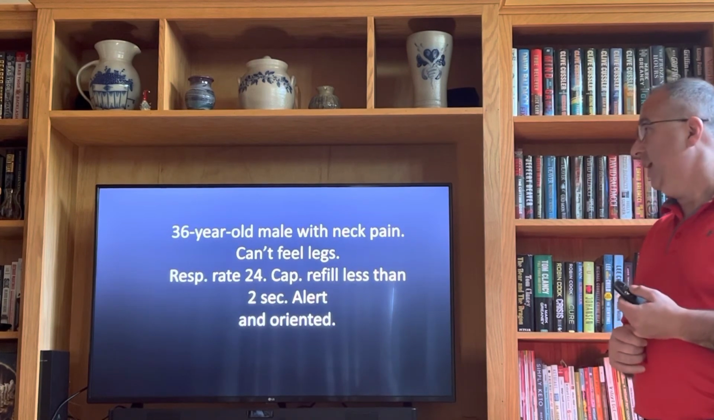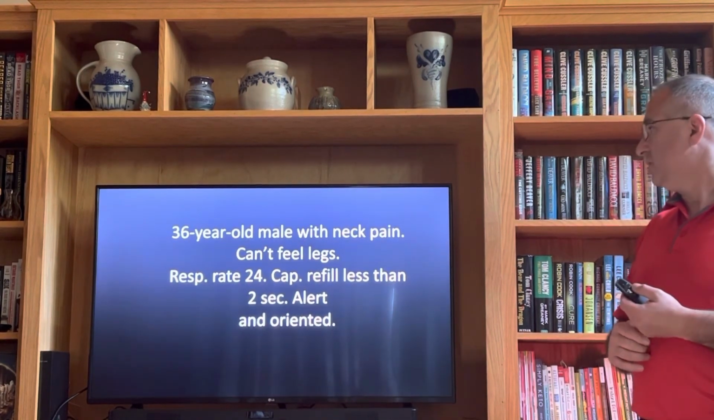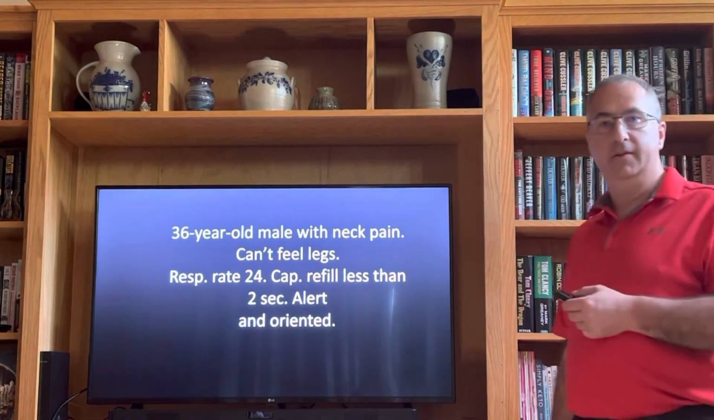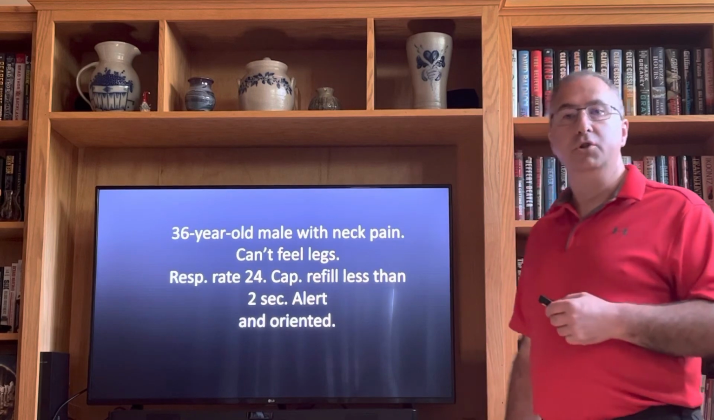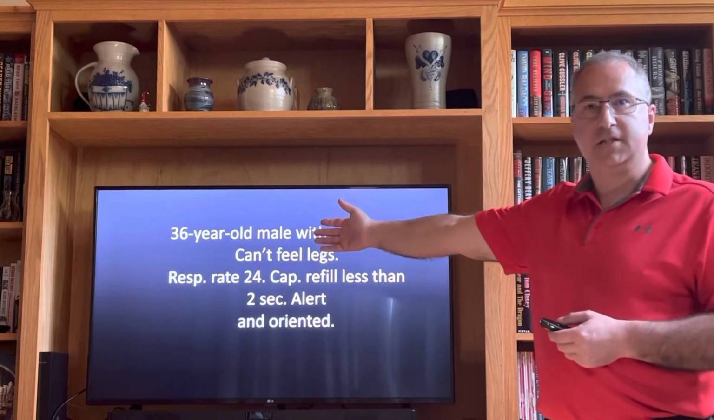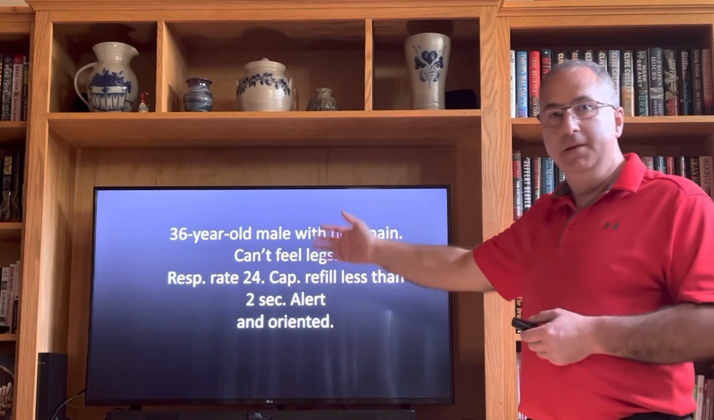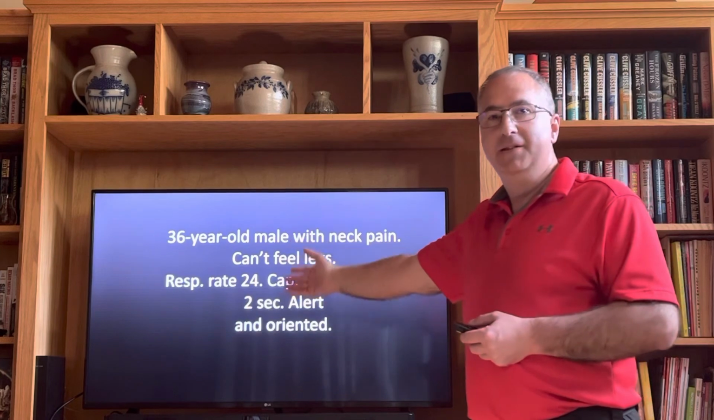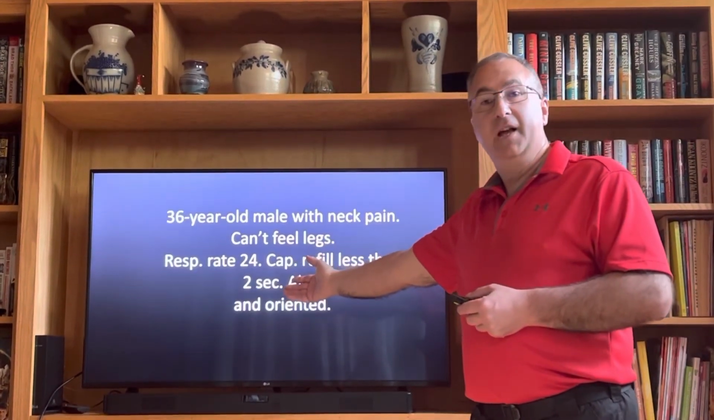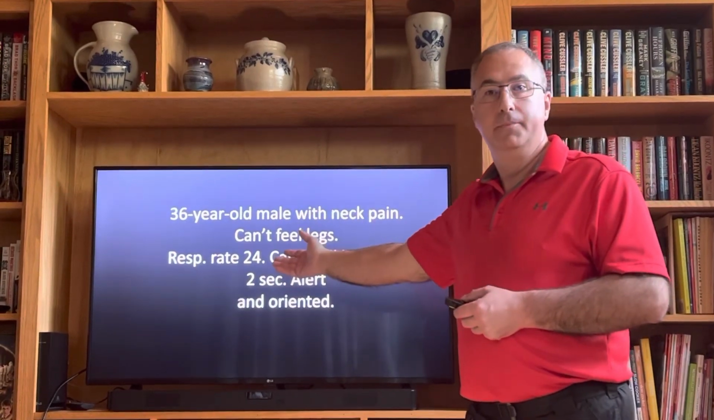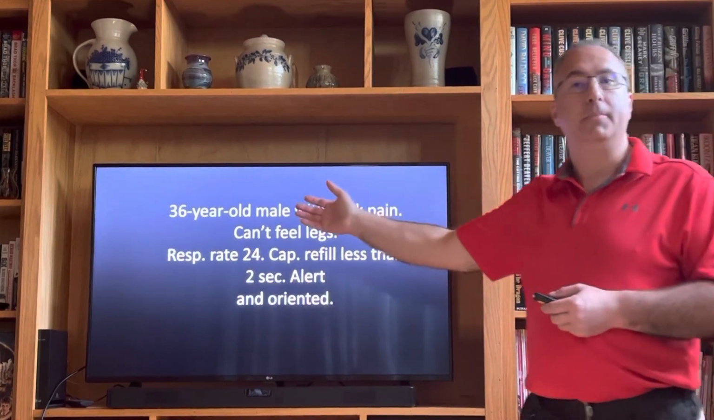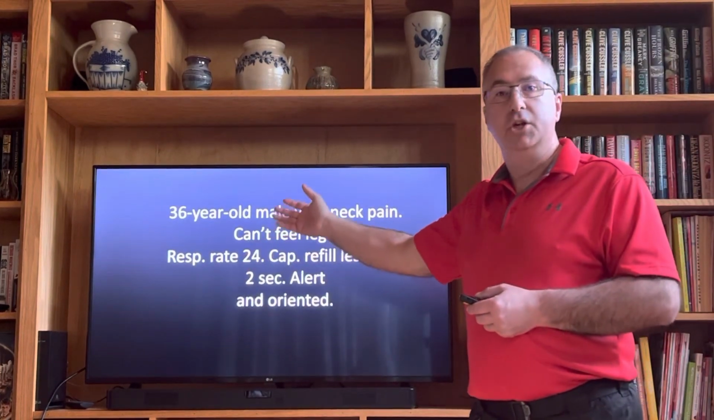36-year-old male with neck pain. He can't feel his legs. His respiratory rate is 24. His cap refill is less than 2 seconds. He is alert and oriented. Now, what category would you believe this patient to be? He can't feel his legs. Is he neurocompromised? Yes. But is he breathing adequately on his own? Is he mentating? And does he have a cap refill less than 2 seconds? Yes, he does. This is actually a green patient. Now, maybe as you assess further and you don't have as many patients, you can move him up to yellow. But for the moment, he's a green patient.